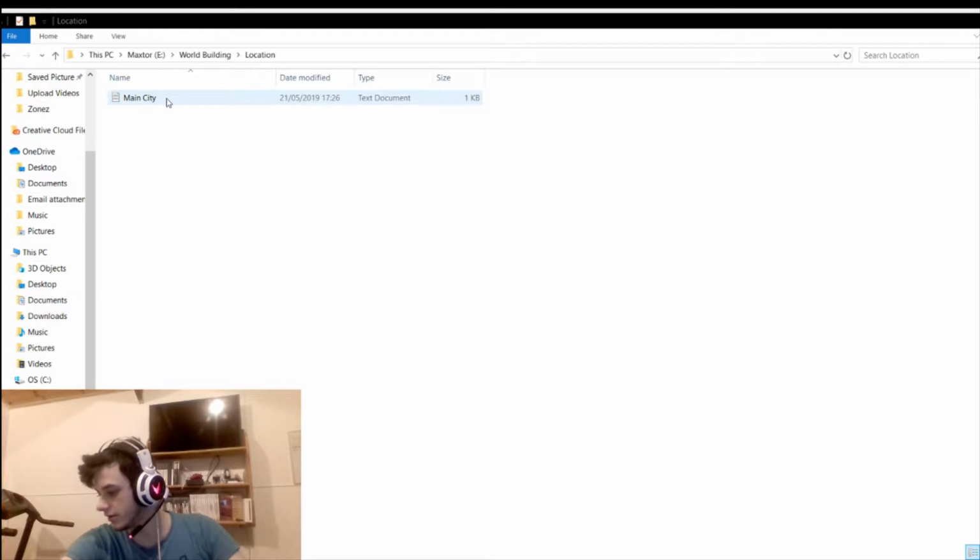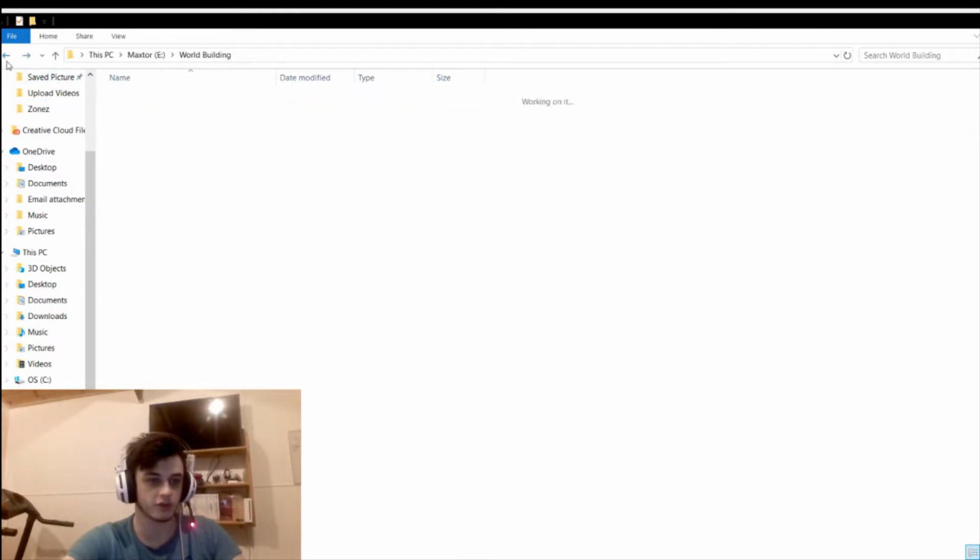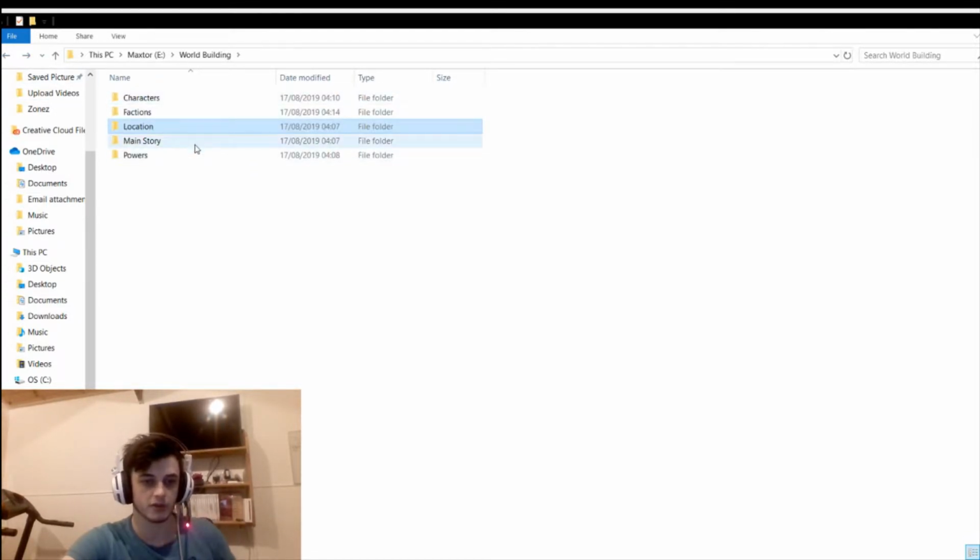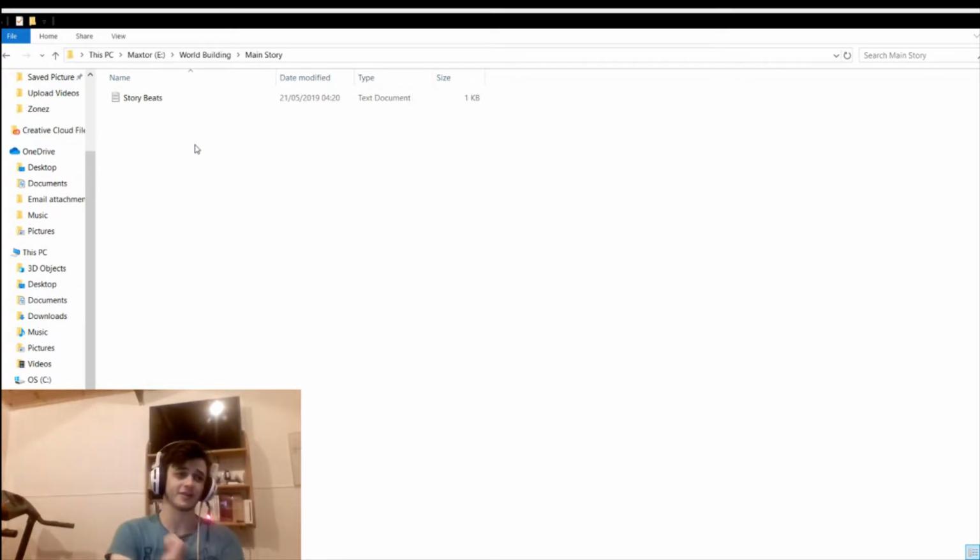Main city's a little different. I'll go to story. We'll just go to story points. Keep in mind all these are going to sound a bit ridiculous, a bit ridiculous and simplistic, not like out there. They're going to sound like very basic things and story blocks to build upon. These are just things I wrote down at an early stage.